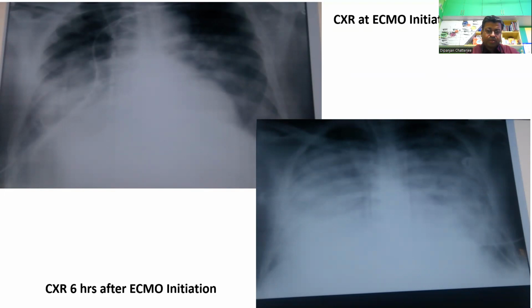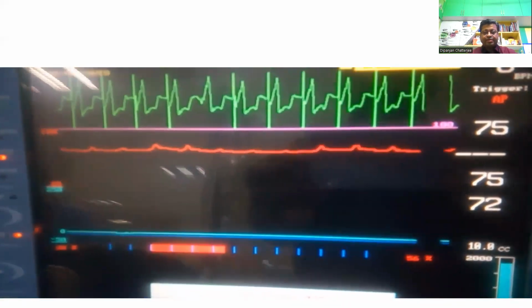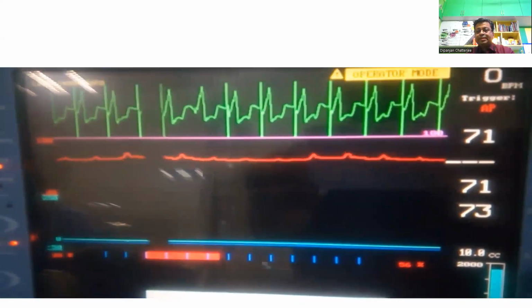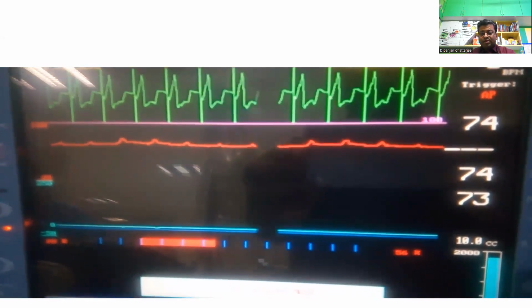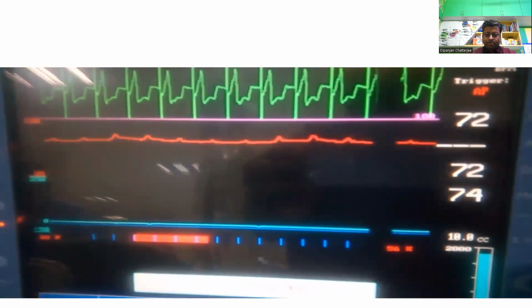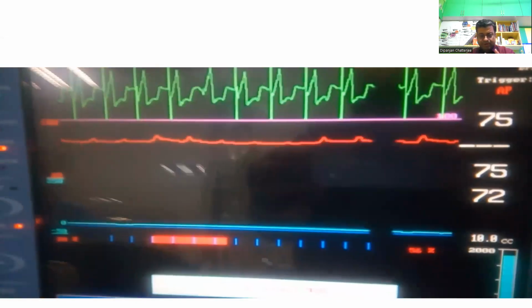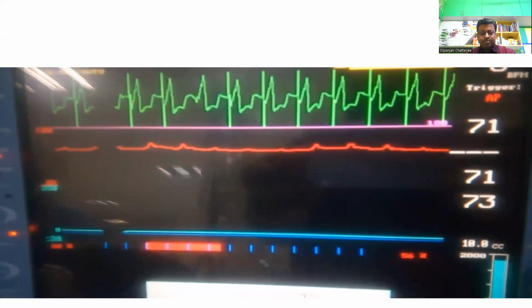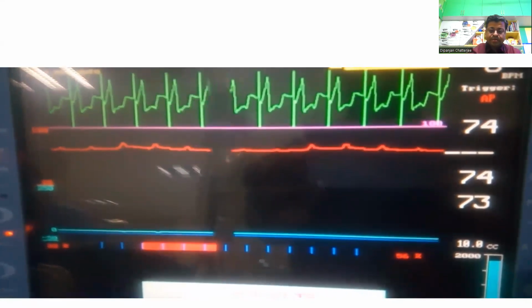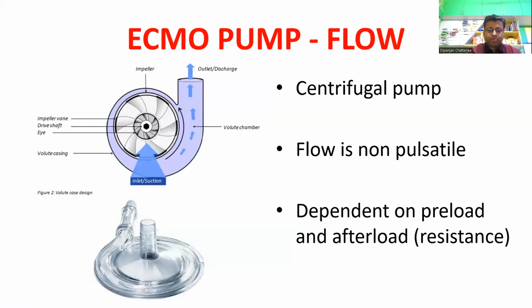So this is a common thing that we have to keep in mind. Because the LV is pumping against a higher afterload, the pulse pressure further goes down because of less efficient contractility. The pulse pressure can go down, and you have to always try to get some amount of pulsatility during the veno-arterial ECMO so that you have adequate emptying of the LV.